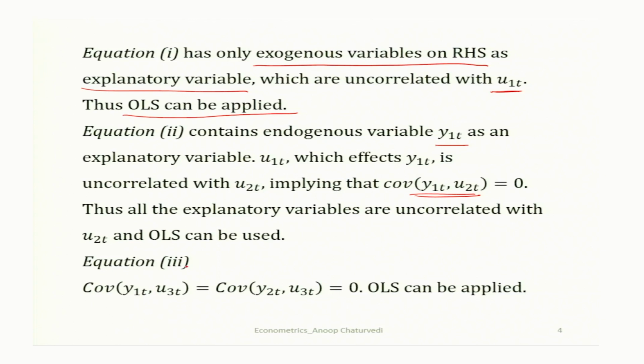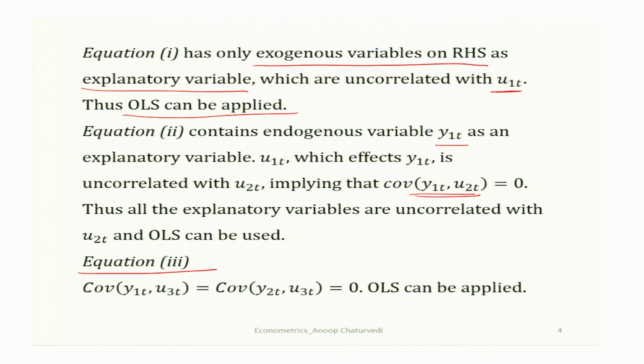Then we consider equation 3. In equation 3, again on the right hand side you have y 1 t and y 2 t as explanatory variables, but y 1 t depends upon u 1 t and u 1 t is uncorrelated with u 3 t. So, y 1 t is uncorrelated with u 3 t. Further, y 2 t is also uncorrelated with u 3 t. So, you can apply OLS for estimating the parameters of equation 3.